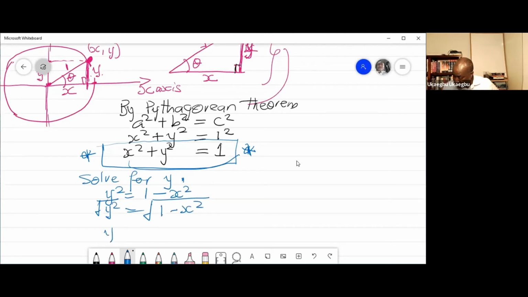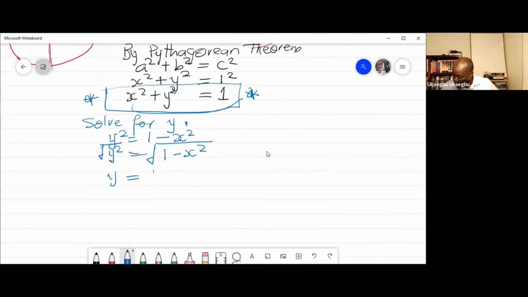And so y will give us the square root of 1 minus x squared. That is if we are solving for y. And if we are solving for x, the same thing will happen, except that inside the square root sign, this side will be x.